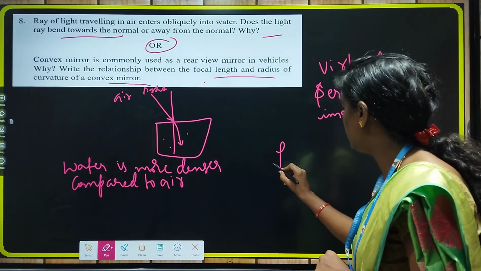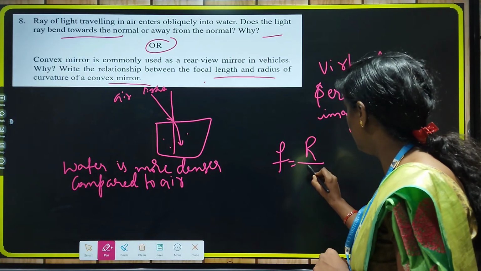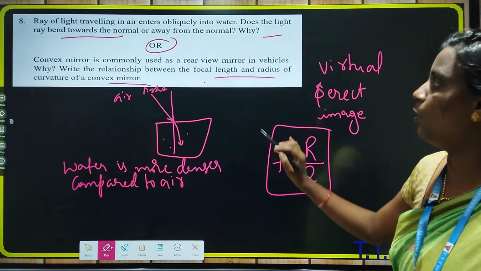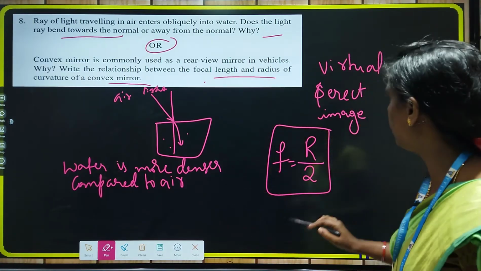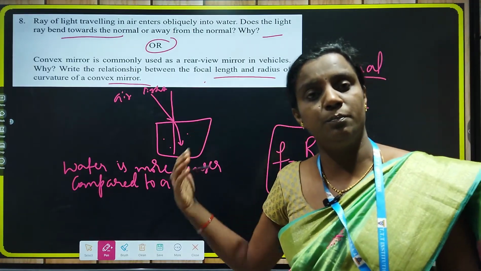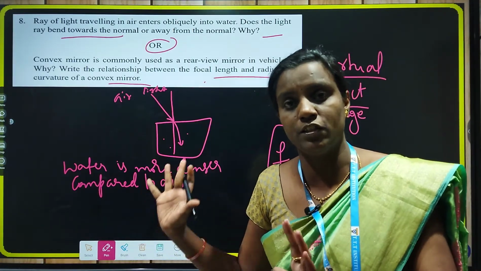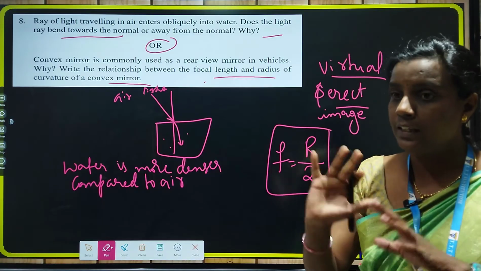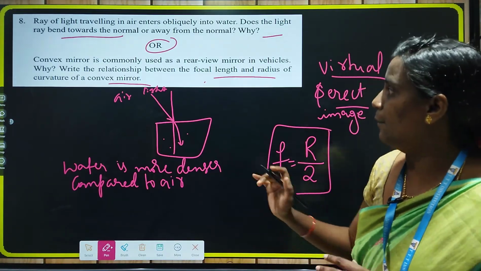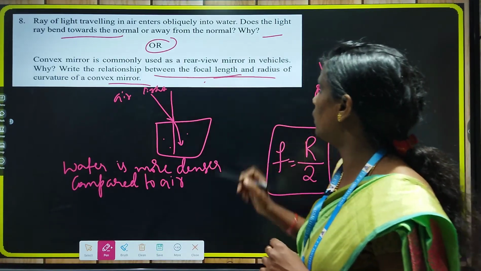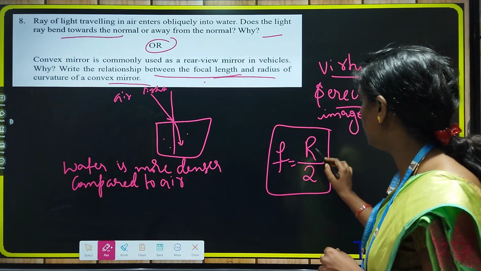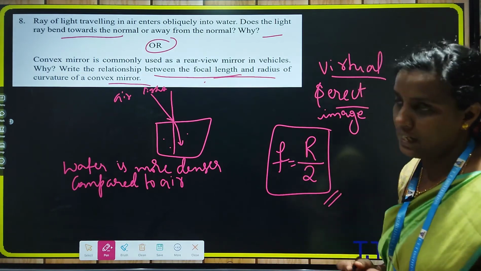So, f is equal to R by 2. This is the answer. So, a convex mirror is commonly used as a rear view mirror in vehicles because it gives a virtual and erect image, where the driver can see the image nearer to him. Okay, it means that he can see it correctly. And the relationship between the focal length and the radius of curvature of a convex mirror is f is equal to R by 2, is the answer.